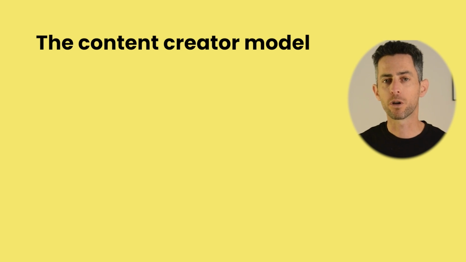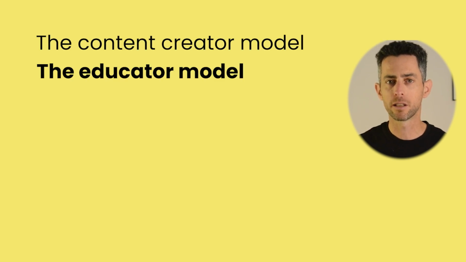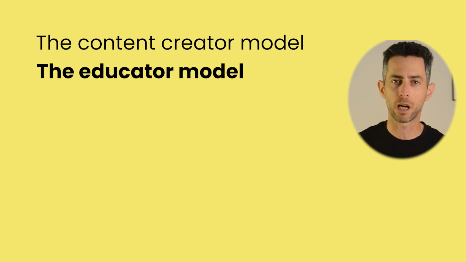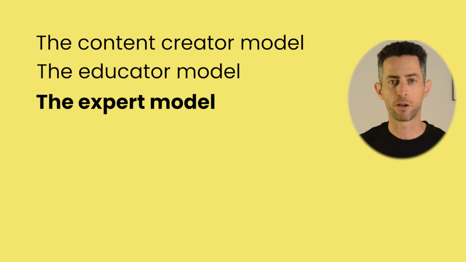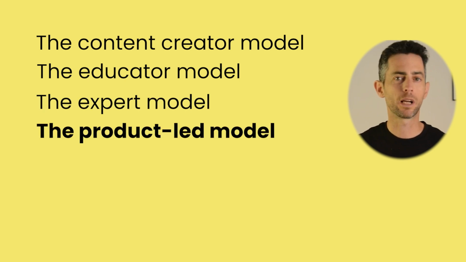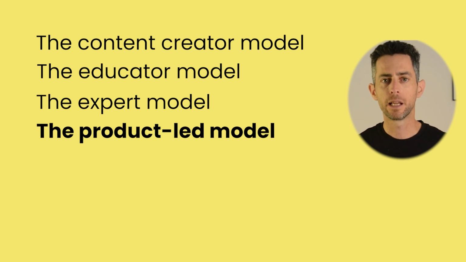There are four quite different business models for YouTube revenue: the content creator model, where the sole focus is on making content; the educator model, where ROI comes from selling your own info products like courses and workshops; the expert model, aka the service provider model, where ROI comes from selling your service; and the product-led model, where ROI comes from product revenue. If you're a content marketer working at a startup, this is the model you really need to pay attention to. So why is this distinction so important?